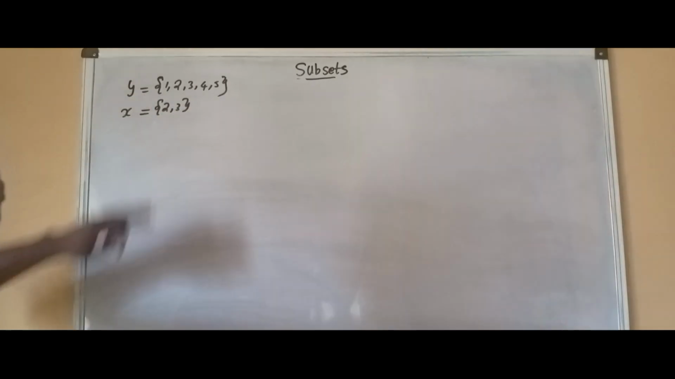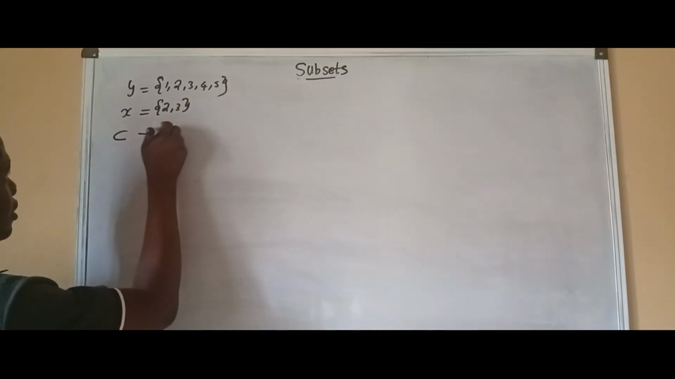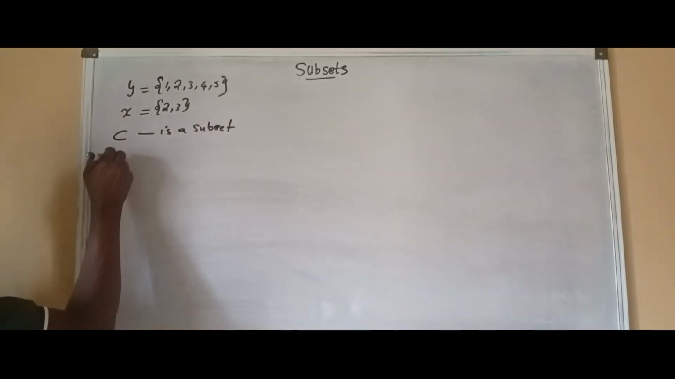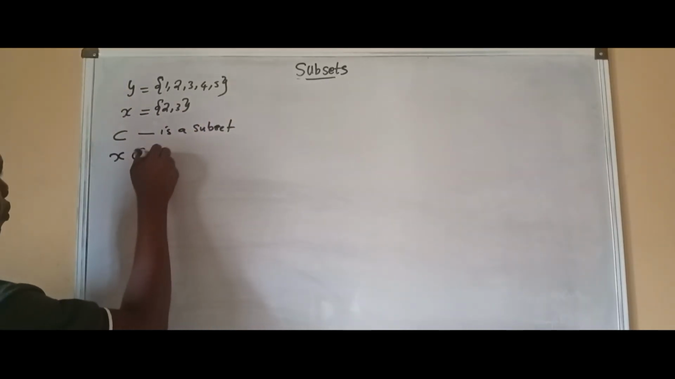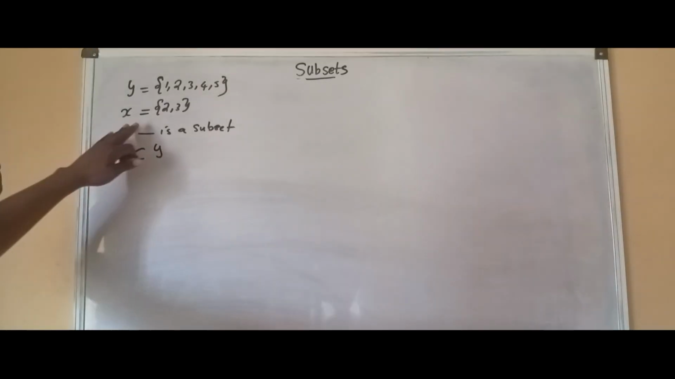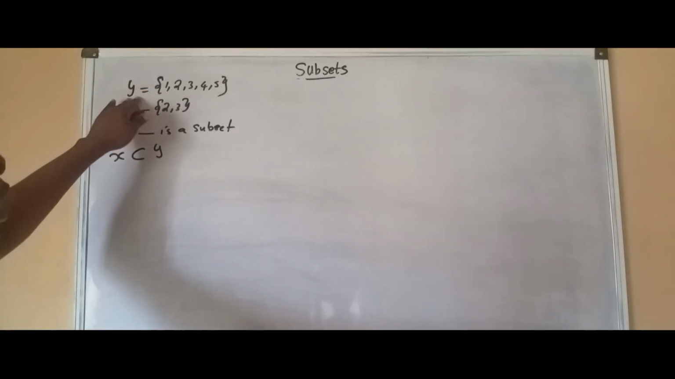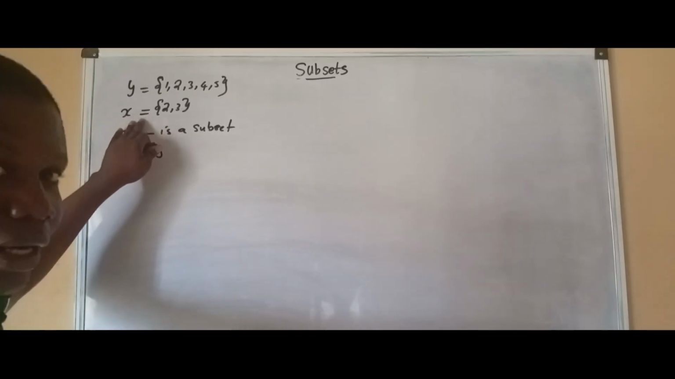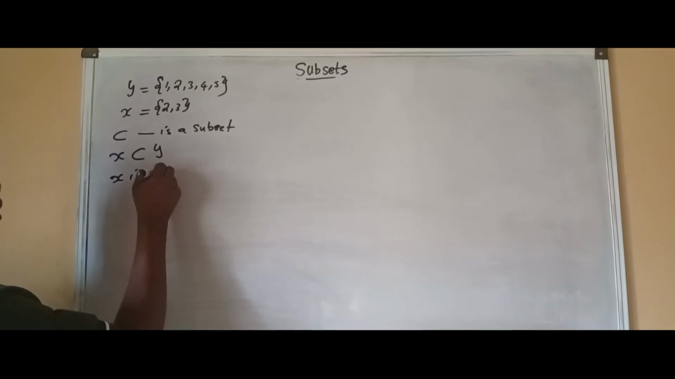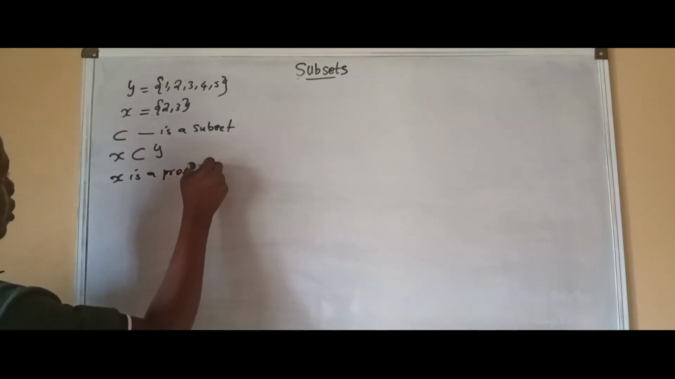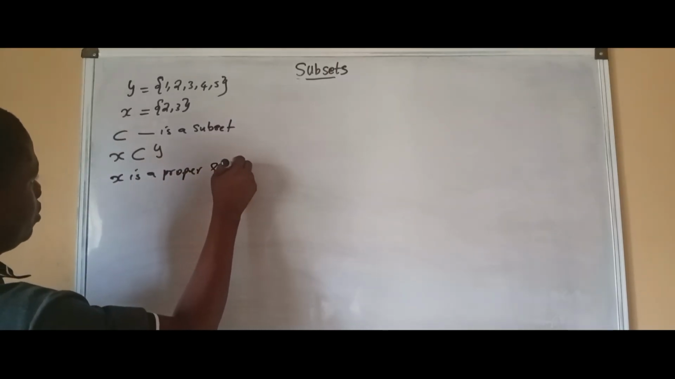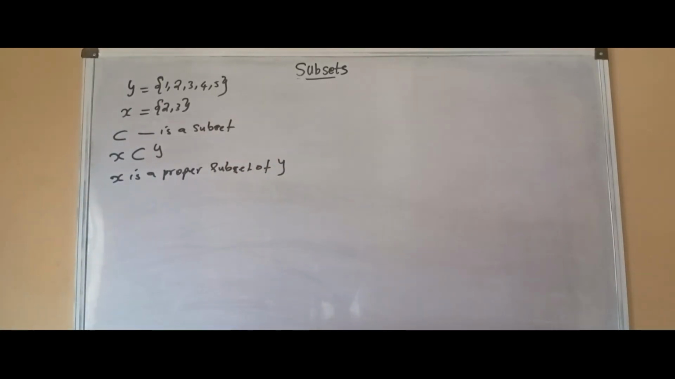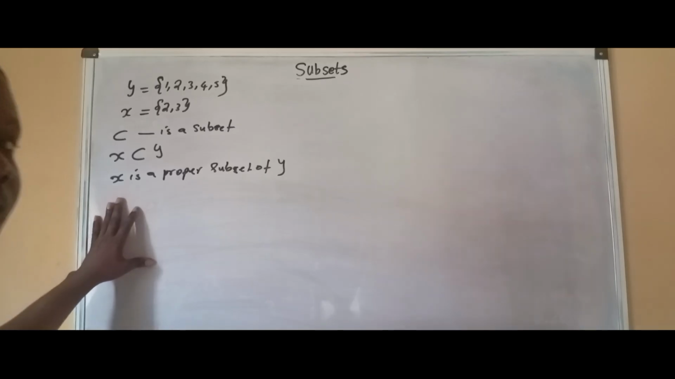So we use this symbol to represent is a subset. Okay, so we can write X and Y as X is a subset of Y. Okay, but here you can see that not all the elements in set Y are contained in set X. Therefore set X is a proper subset, X is a proper subset of Y.